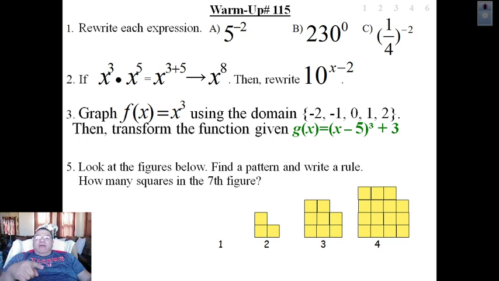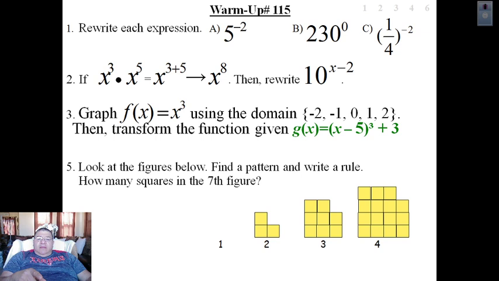Number 3, f of x equals x cubed using the domain -2, -1, 0, 1, 2. Then transform the function given g of x equals (x minus 5) to the third power plus 3. And number 5, look at the figures below, find the pattern and write a rule. How many squares in the seventh figure?